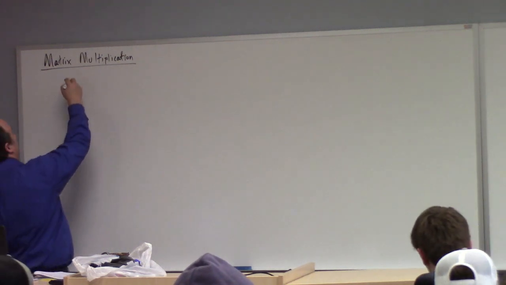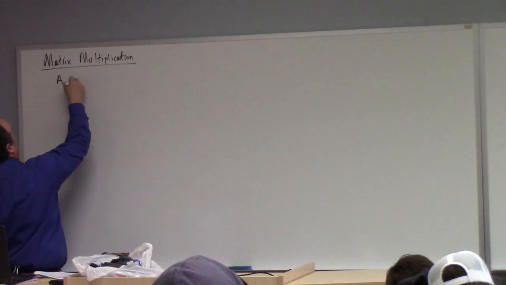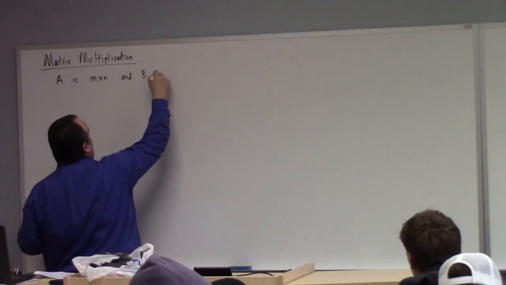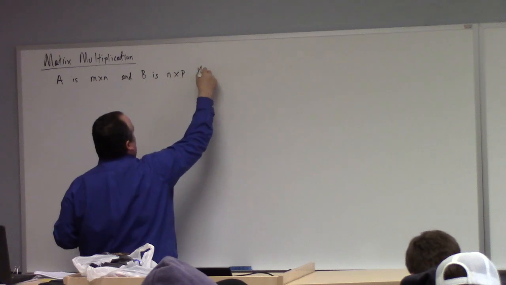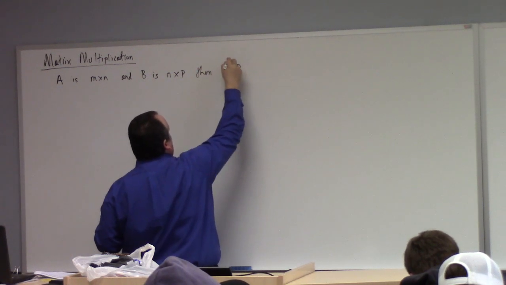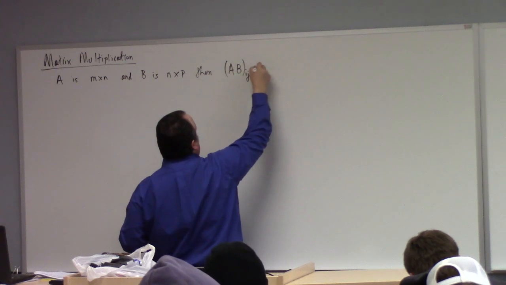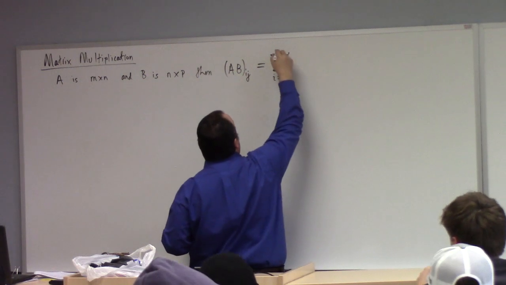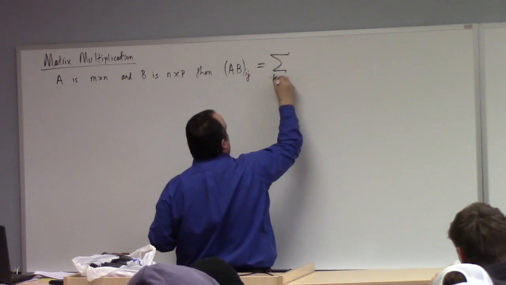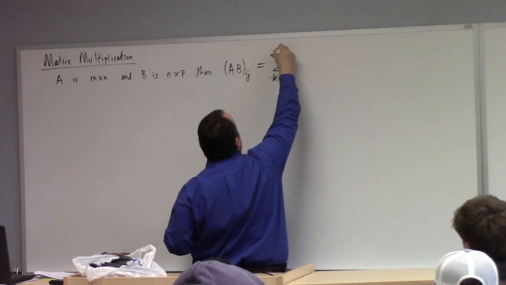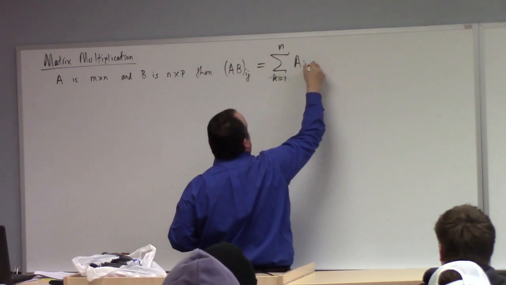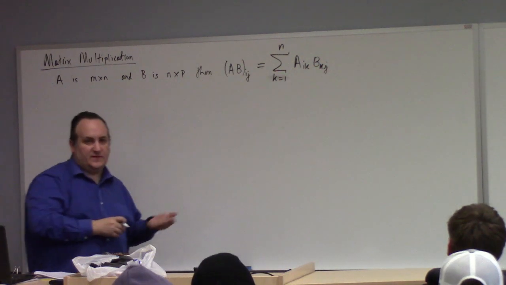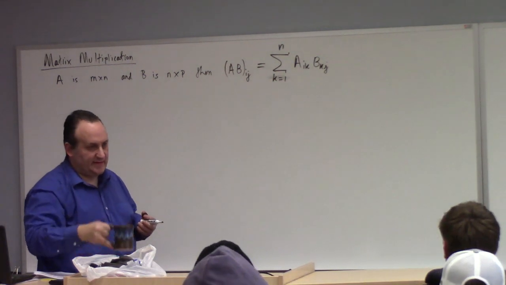And so the main thing we learned is if A is m by n and B is n by p, then AB, if you calculate the ijth component of it, we can do so by the sum from k equals 1 to n of a_ik b_kj. So that's the definition of matrix multiplication. There are special cases like I talked about last class.